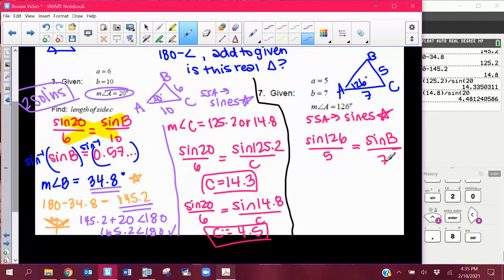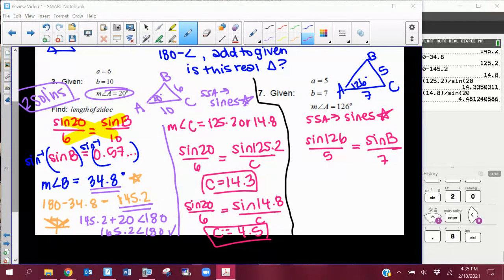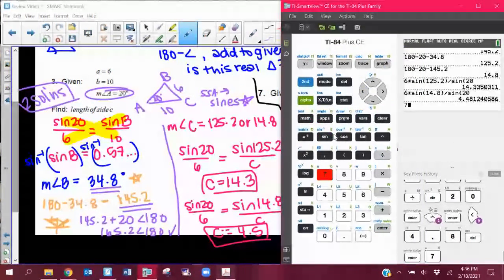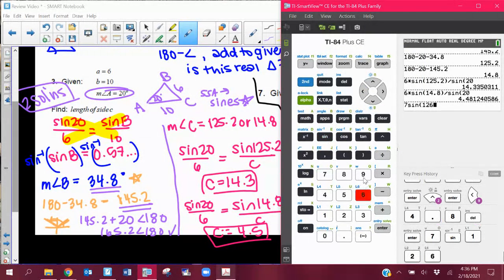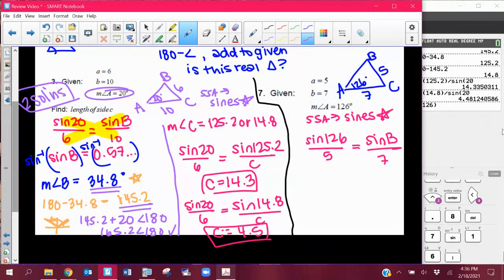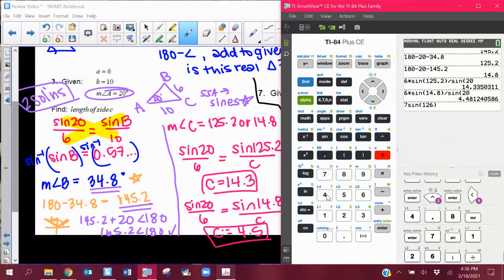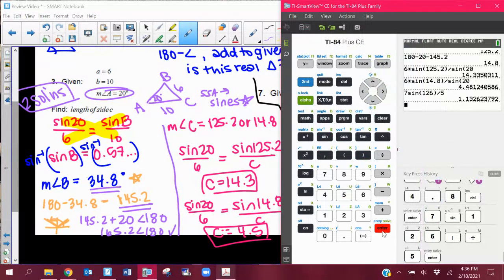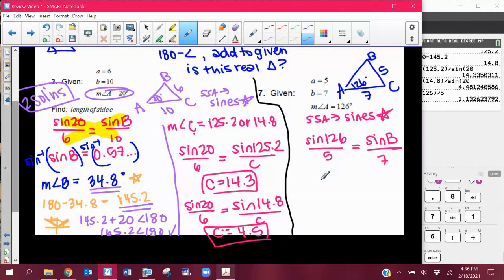They didn't even tell me what I'm solving for on this. I wonder if that's a hint that maybe there's no answer here. Or maybe they want me to solve the triangle. I don't know. I'm going to cross multiply and solve this for the sine of B. So I'll have 7 times the sine of 126 divided by 5. Again, make sure you've closed your parentheses correctly. And I get that the sine of B is equal to 1.13.